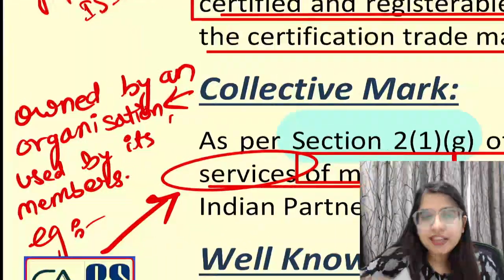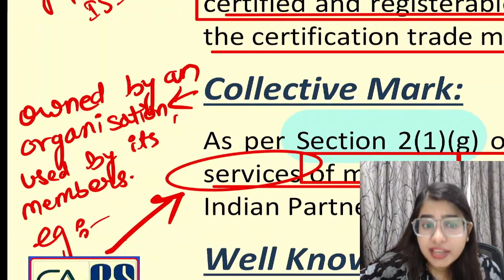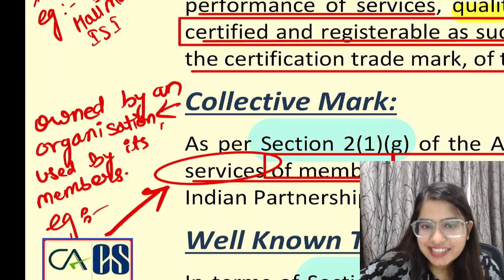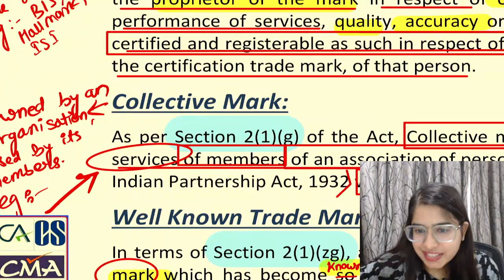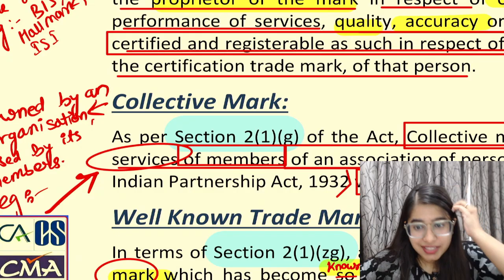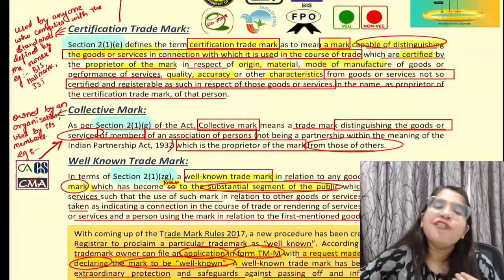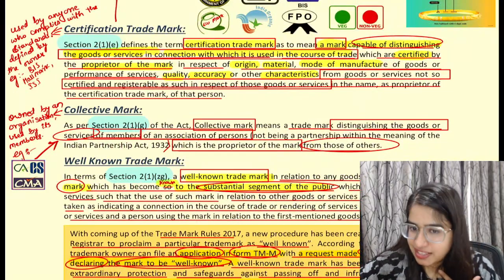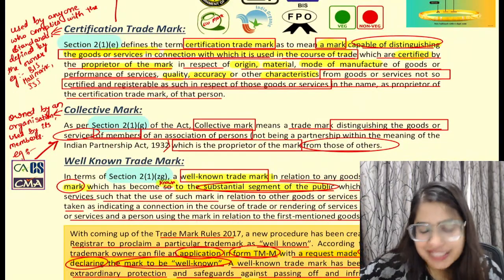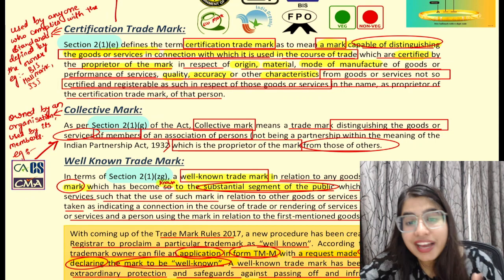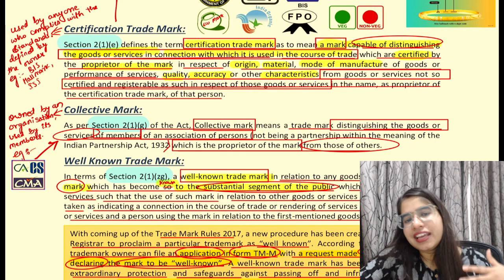Here you can see a collective mark is owned by an organization and used by its members. It is owned by the organization, but the organization does not use it. Although this term CS is owned by ICSI, ICSI doesn't use this CS. Of course, people who are members of ICSI use this designation CS in front of their name. Are we clear with this? That is a collective mark. Now read again, now you will understand.